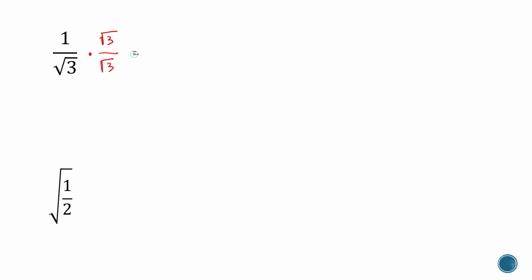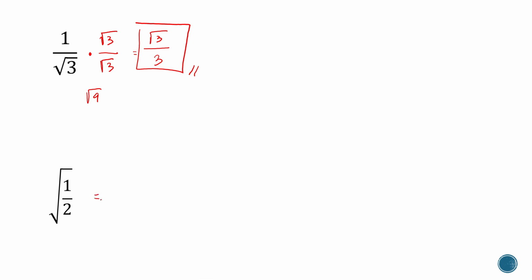So what is 1 times the square root of 3? It is equal to the square root of 3. What is the square root of 3 times 3? That is the square root of 9. 3 times 3 is equal to 9, and the square root of 9 is positive 3. So this is the answer for the first example.